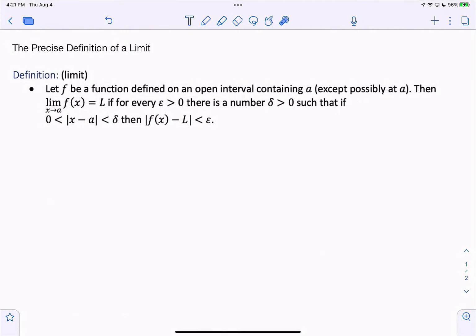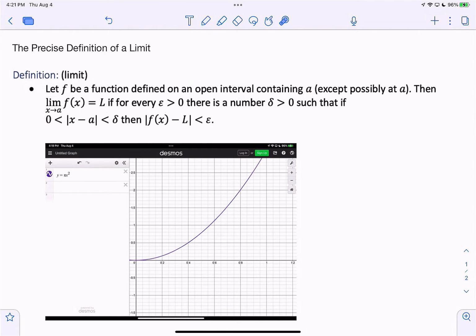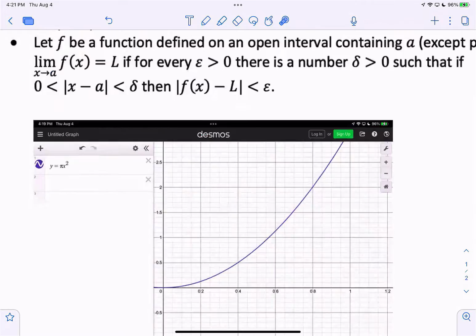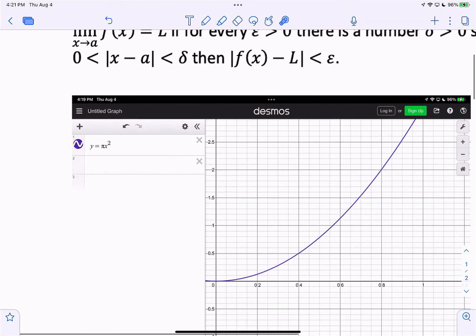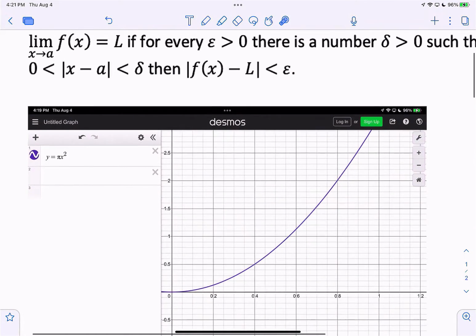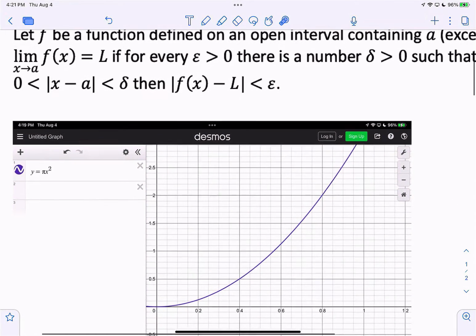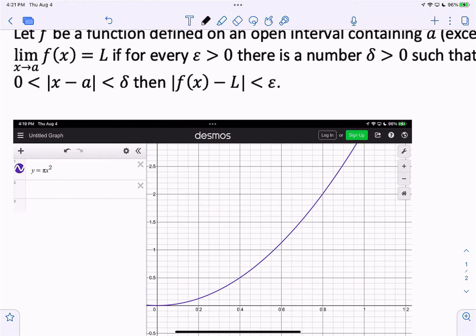Okay, what? I'm going to illustrate this with a picture. What we have is y equals pi x squared, and I'm thinking of this as like y equals, or area equals pi r squared. And let's suppose we're targeting for our L, we're going to target the number 1.